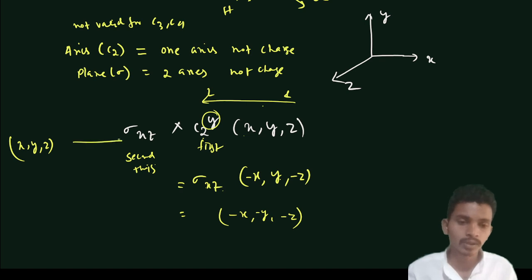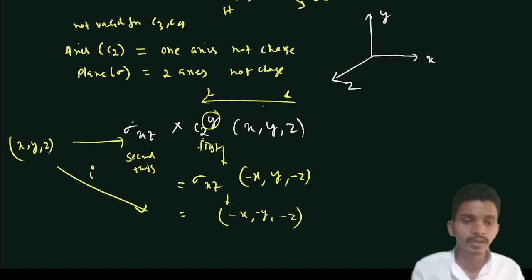So if you do the operations like this, then we get this. So by single operation, how will we do it? If we apply I, this will invert all of this. It will become minus x, minus y, minus z. Okay.